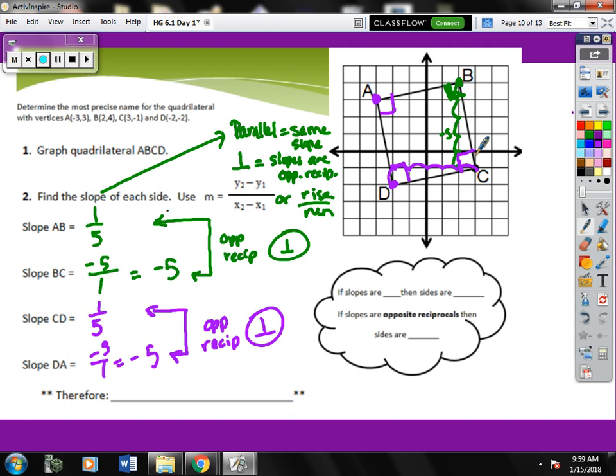Well, there's 2 shapes that have 4 right angles. So I have here, if the slopes are equal, then the sides are parallel. If the slopes are opposite reciprocals, then the sides are perpendicular, just what I had written up there. So again, 4 right angles means that this is either a square or a rectangle.